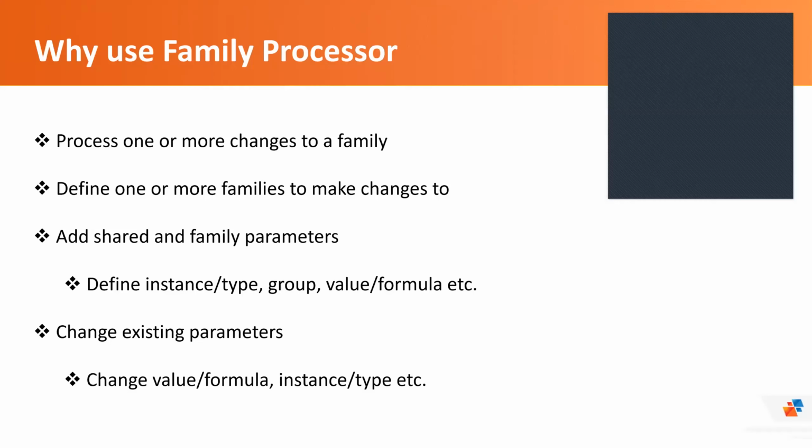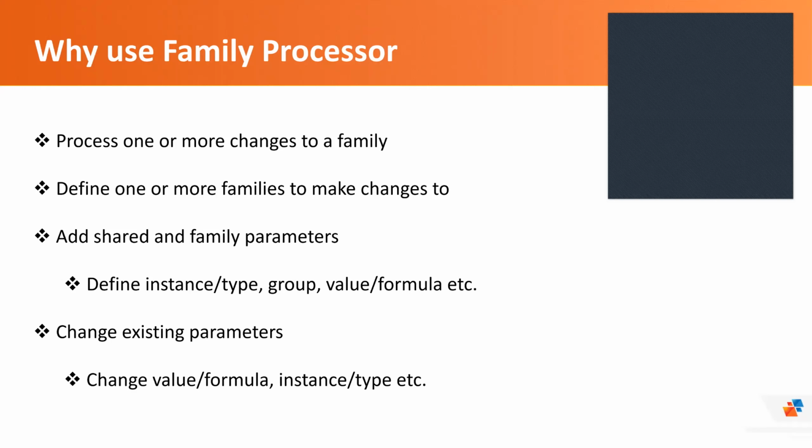You could define one or more families to change. So instead of just processing one family at a time, which again, if you have a large library, will take a long time, you can actually select multiple families at once and do those specific processes to all those families. So again, speeding up the process and keeping your current libraries up to date and consistent.